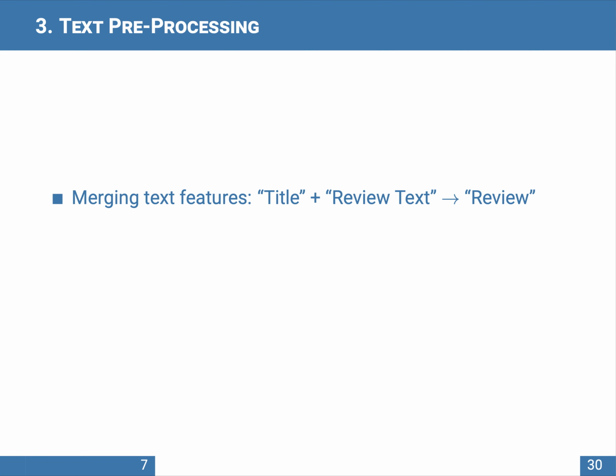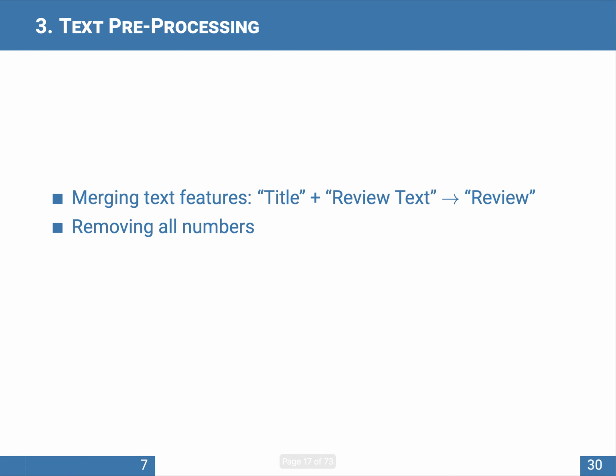Section 3. Text Preprocessing. Before we apply machine learning and deep learning models to the text features, we need to do some preprocessing work. The reason for this is because there are many meaningless characters in the comments. Removing such characters and reorganizing the sentences can help the further research. So the first step is merging text features. We merge the features title and review text into a new feature, review.